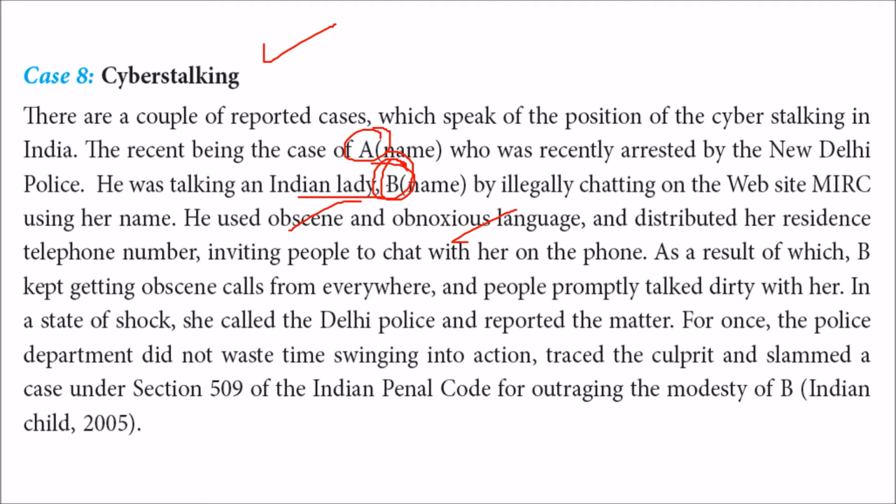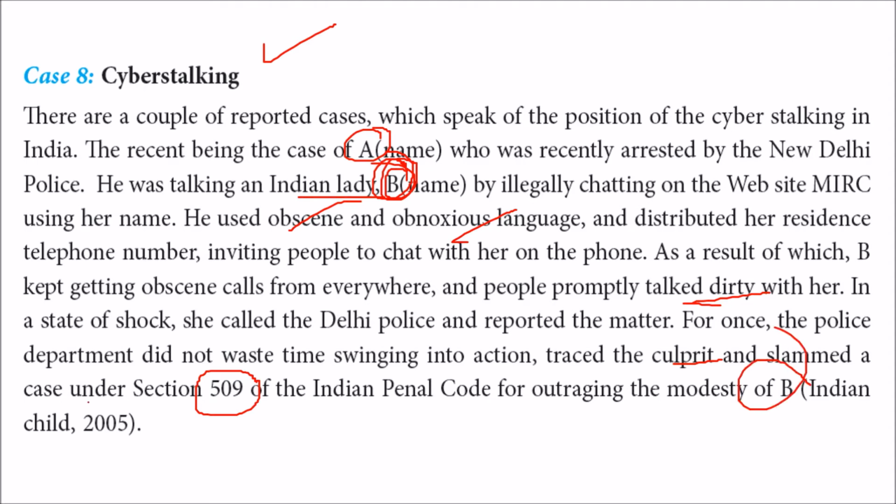So as a result, what happened? This lady started getting obscene calls from everywhere, and people probably talking dirty with her. So in a state of shock, she called the Delhi police and reported this matter. The police department did not waste time and swung into action, traced the culprit and slammed a case under Section 509 of IPC for outraging the modesty of B, Indian Penal Code, 2005.